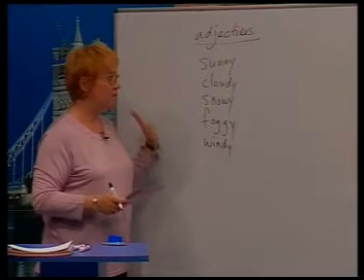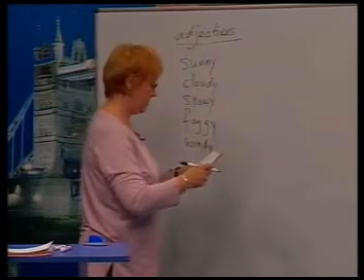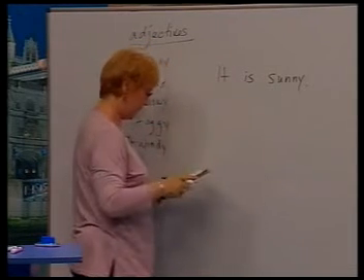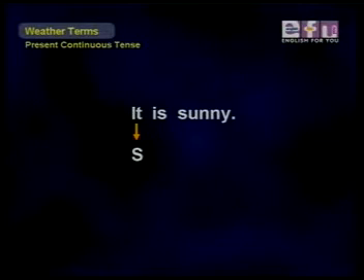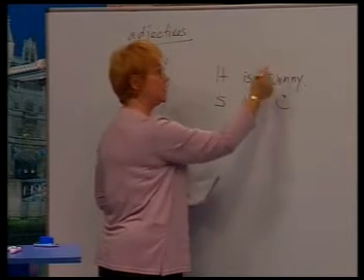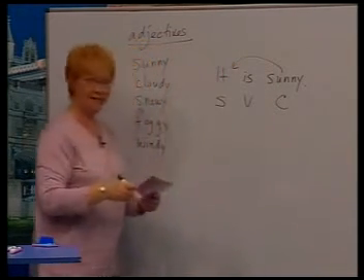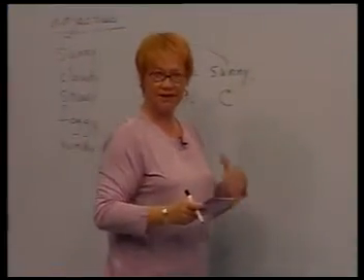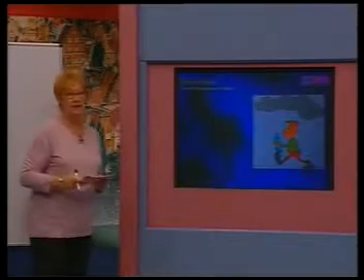Now, remember, for this kind of sentence, the structure is this. It is sunny. Now, we have the subject, it. The verb is, and the complement, sunny. So, it is sunny: subject, verb, complement. Because this gives information about it, the weather.